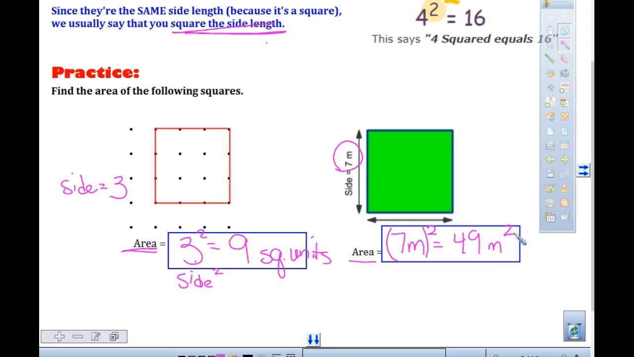meters squared. So we're going to be going back and forth between area and side length today is what we are going to be looking at.